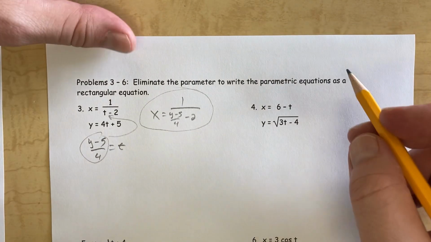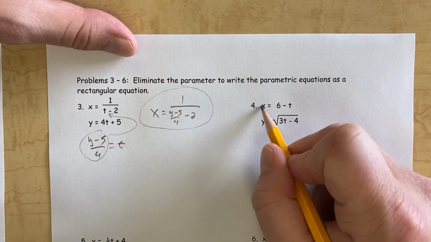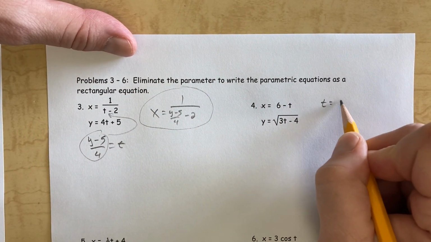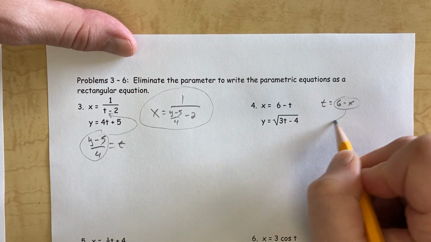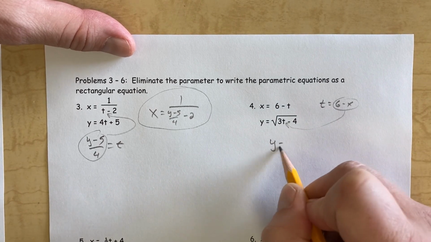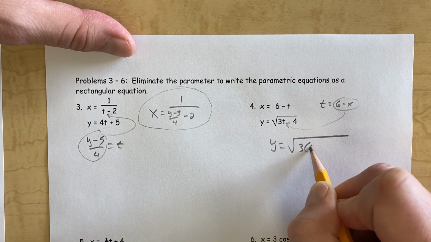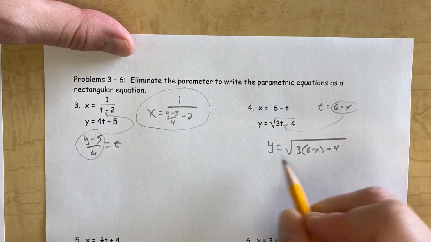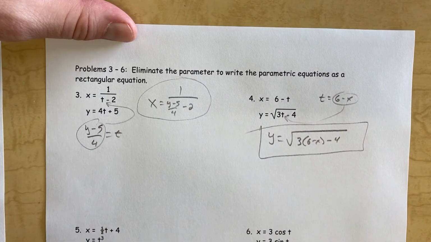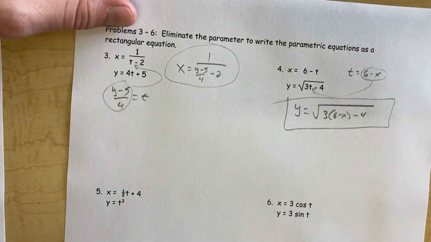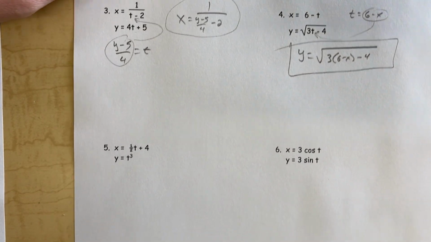Same thing here with number 4. If I were to add t and subtract x, I would get t equals 6 minus x. Let's put that in for t right there. So y equals the square root of 3 times (6 minus x) minus 4. No need to go any further. You can if you want, but that is an equation with no t in it.